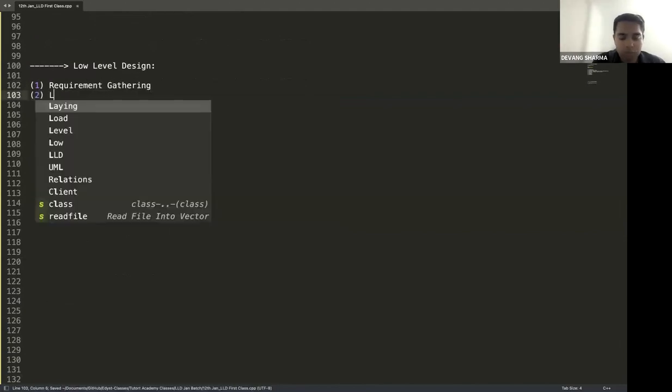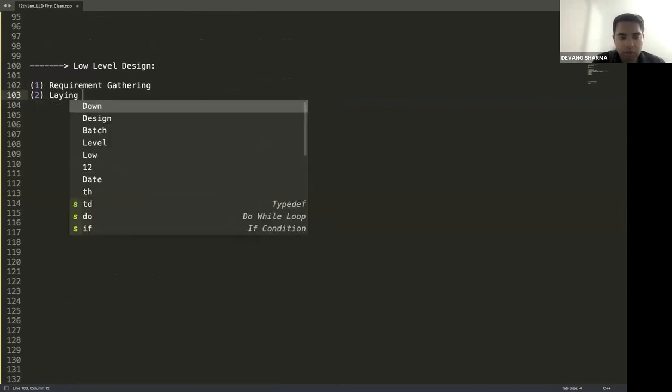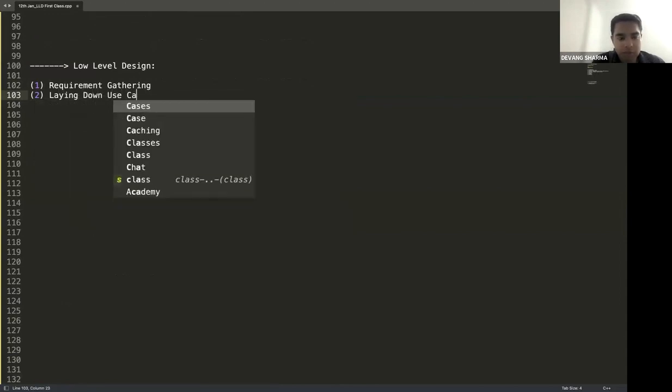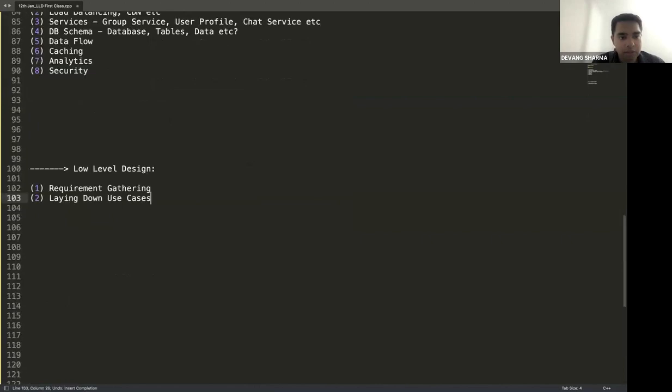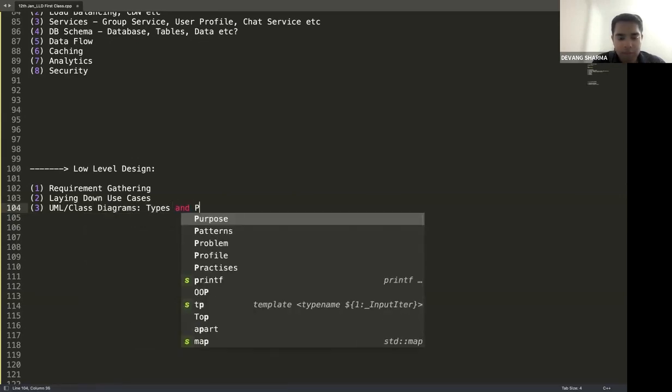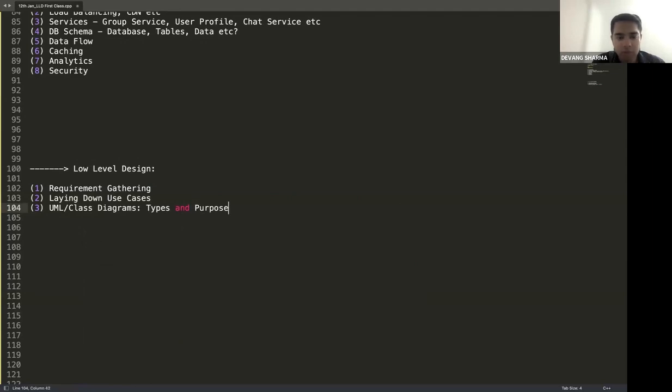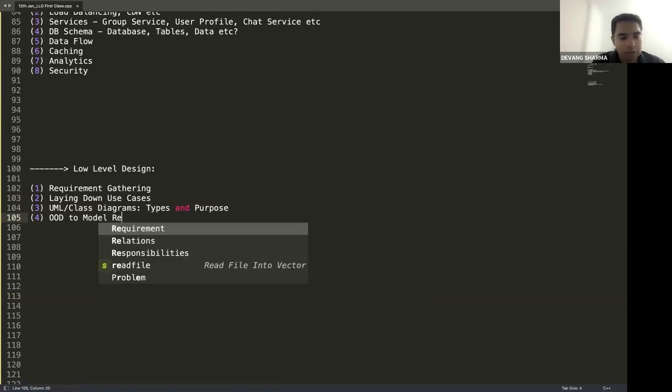Number 2, laying down the use cases. Number 3, whatever our UML diagram or class diagram, what are the different kinds of diagrams, what are its purposes, and so on and so forth. Number 4, object-oriented design to model the real world problem.